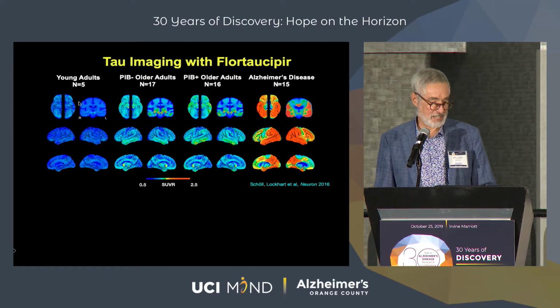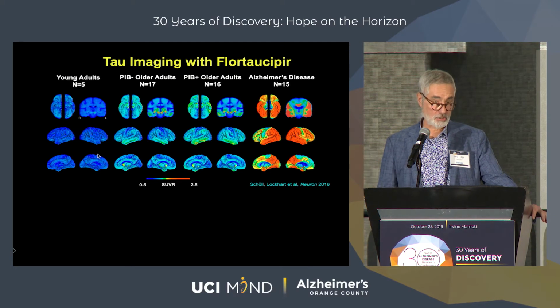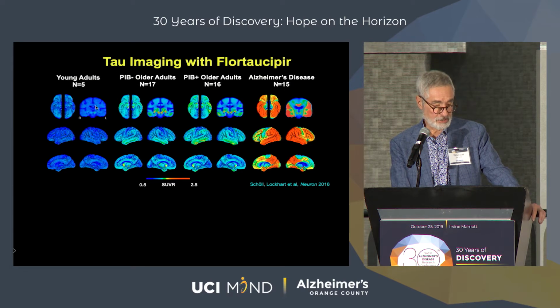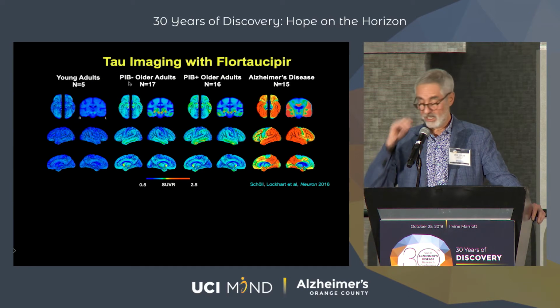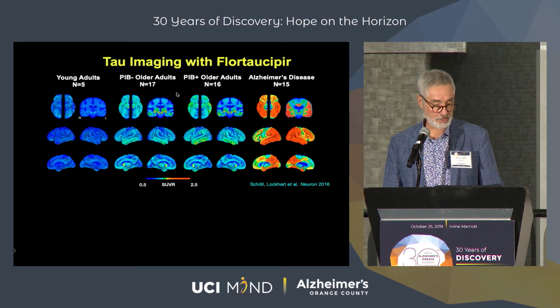So we only had 5 at this point, but I just want to show you. These blue colors are the background. There's virtually no binding of this tau PET ligand in these people who are ranging in age from 20 to 30. And so that's a truly negative tau PET scan. So these are older adults. We say they're PIB negative. PIB is the Pittsburgh compound B. It's an amyloid imaging agent. So these people have no amyloid in the brain.